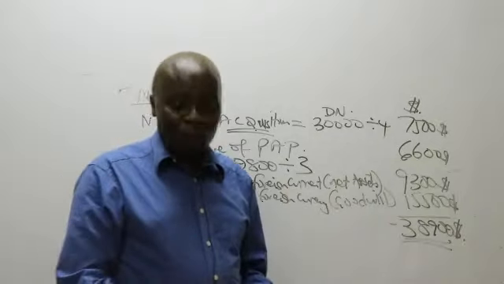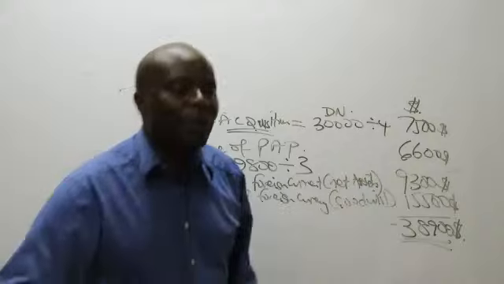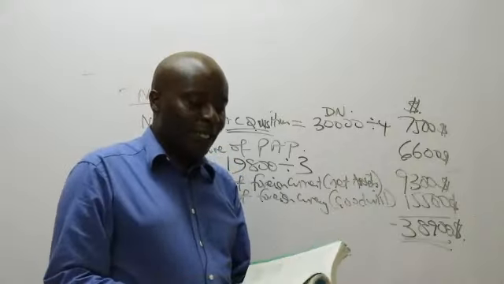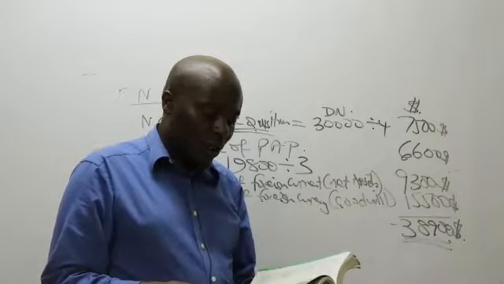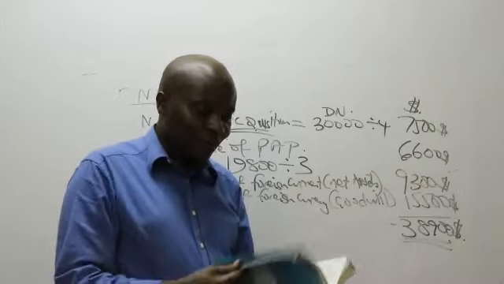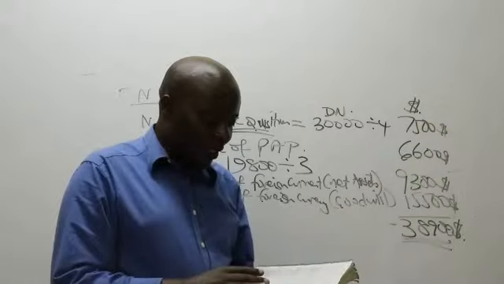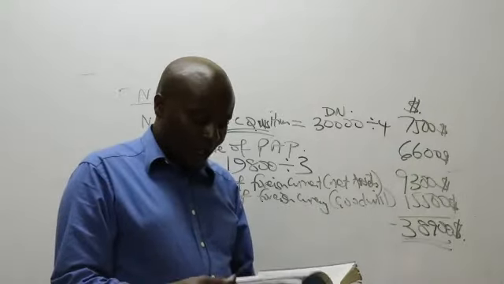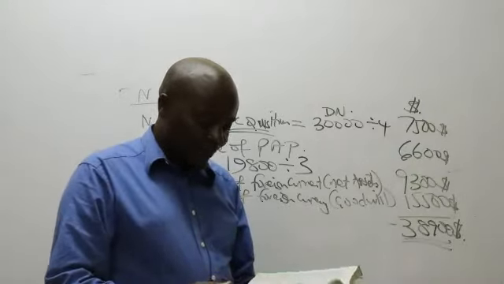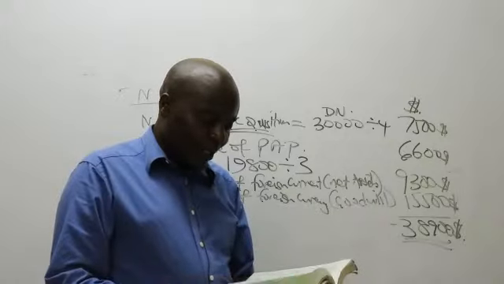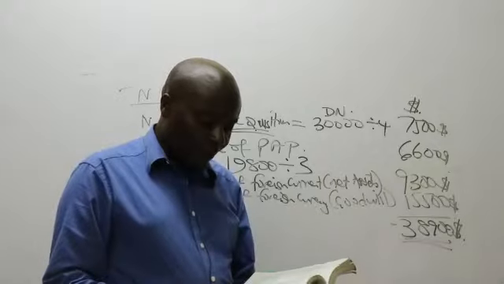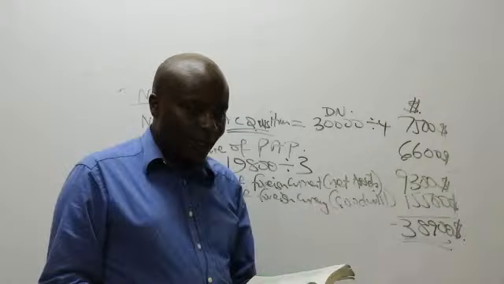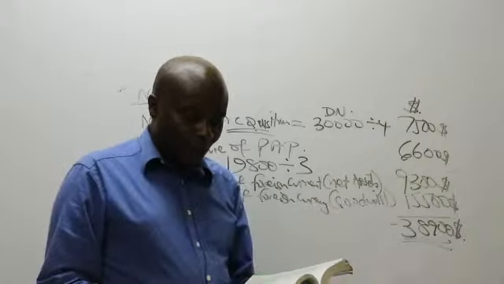If you've been able to put a figure there, let's see whether we have anybody who will be able to give us the retained earnings as a balancing figure. Who is able to give us the retained earnings as a balancing figure? 151,400.